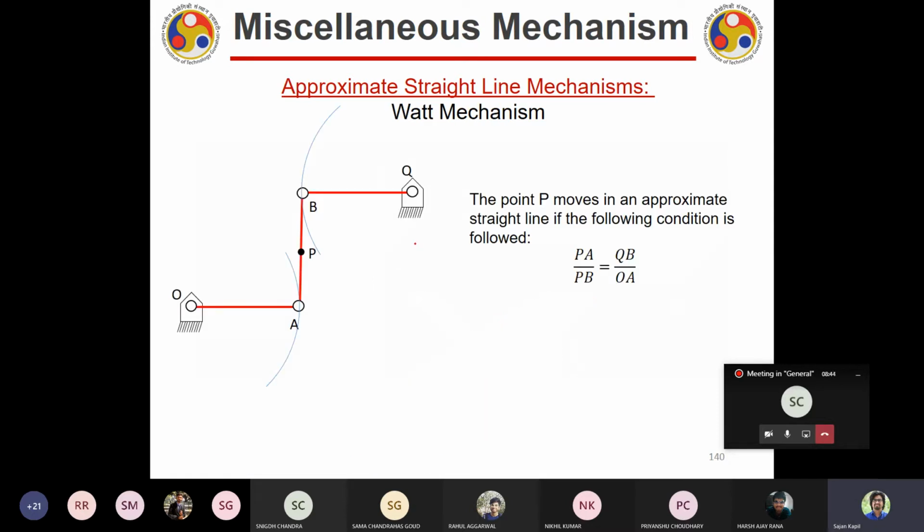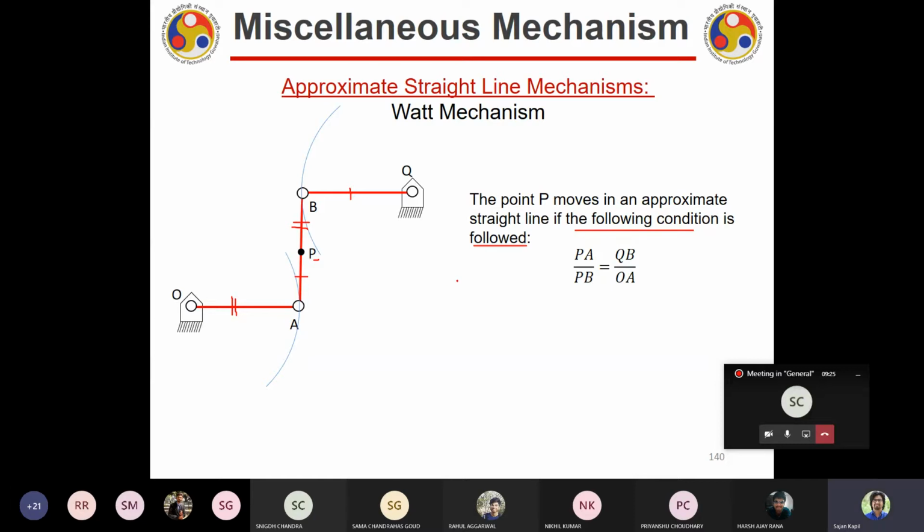Fine. Now next is the Watt mechanism. According to this mechanism, the point P moves in an approximate straight line if the following condition is followed. What is that condition? The condition is PA divided by PB should be equal to the ratio of QB divided by OA. You got it? So the ratio PA divided by QB should be equal to PB divided by OA. Correct?